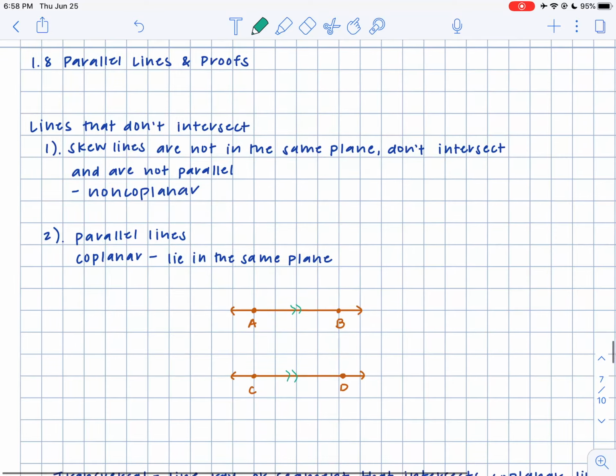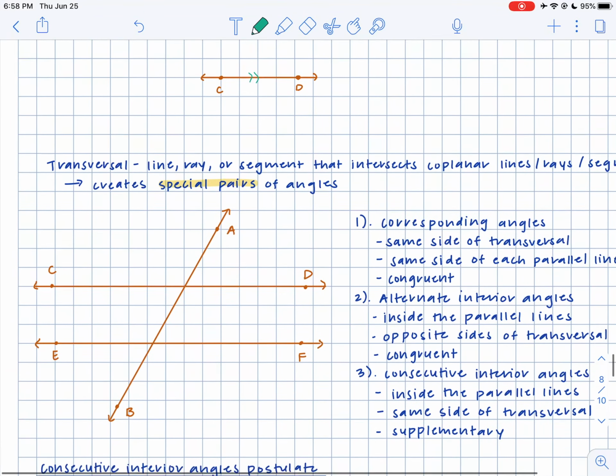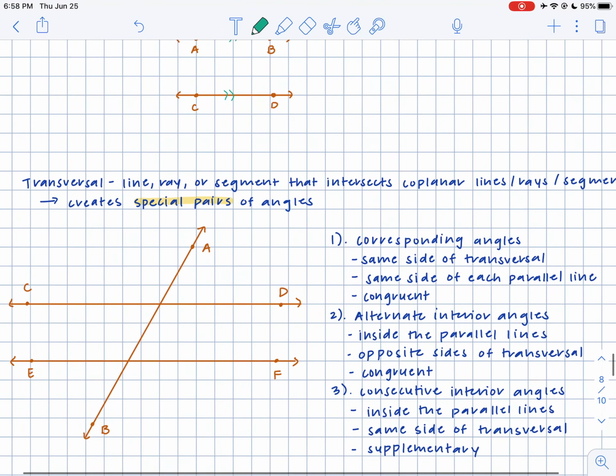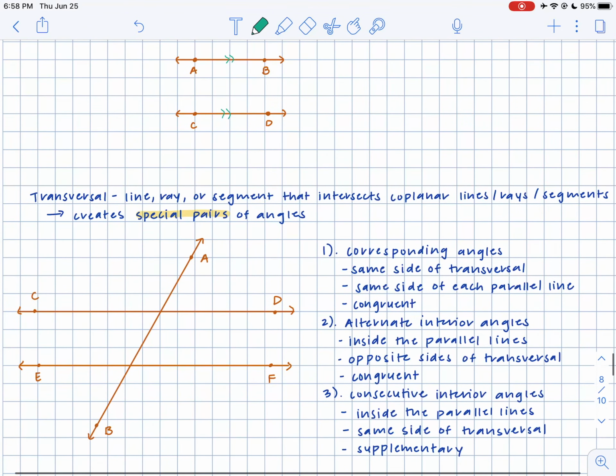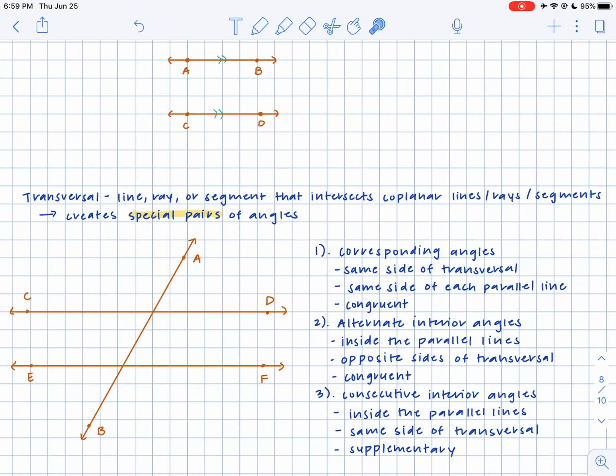And what is the significance of parallel lines? Well, if we have a transversal line, so a transversal, it's a line, ray, or segment that intersects coplanar lines, rays, or segments, and the significance is that this creates special pairs of angles. So why do we care about parallel lines? Because if a transversal line intersects this pair of parallel lines, we will get 3 new special pairs of angles. And I have written them right here, so let's go over them.